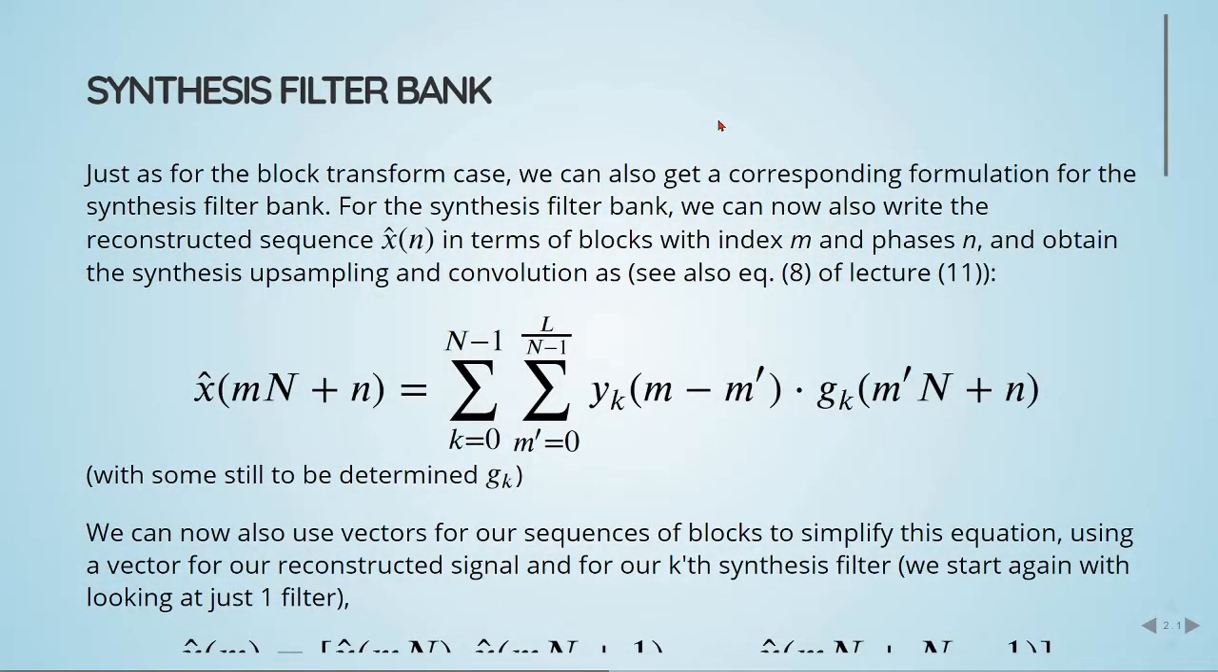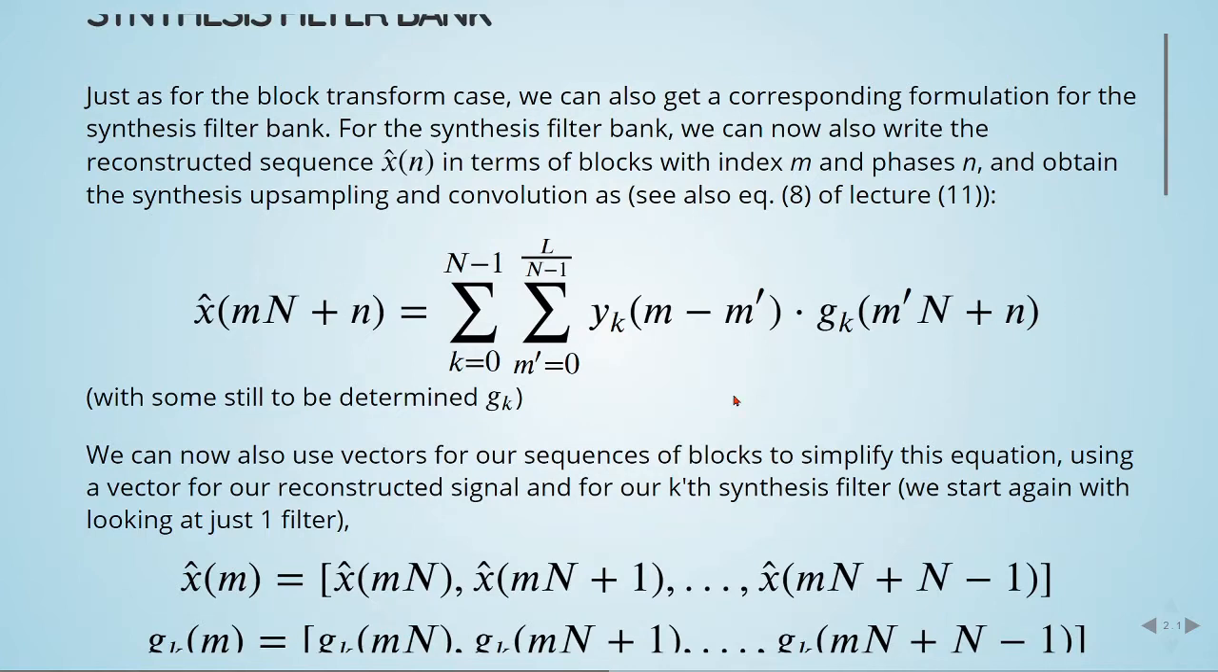Now we move to the synthesis filter bank. Just as for the block transform case, we can also get a corresponding formulation for the synthesis filter bank. For the synthesis filter bank, we can now also write the reconstructed sequence x hat of n in terms of blocks with index m and phases n, and obtain the synthesis upsampling and convolution as we've seen before in the previous lecture. That's given by equation number 8.